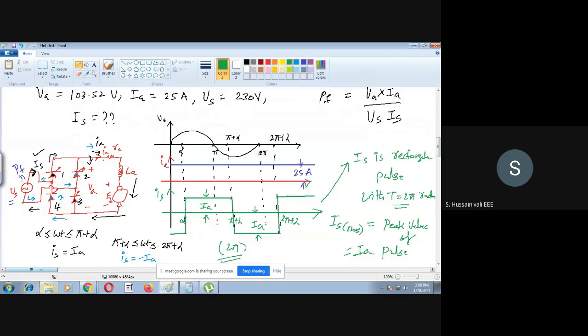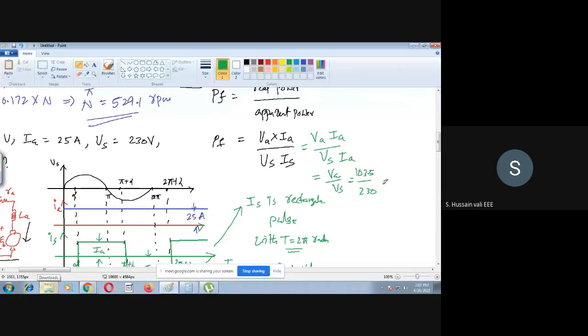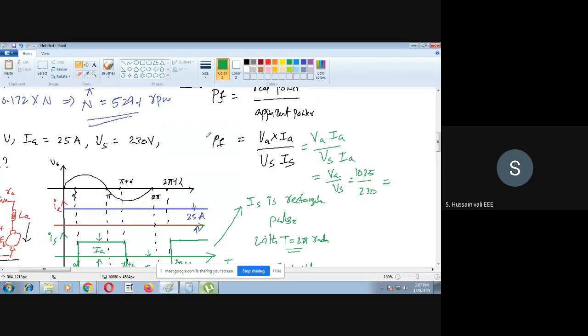So we'll go to this power factor equation. VA into IA by VS into IS, and IS is also IA because the peak value of the pulse is IA. So IA will get cancelled. So it is equal to VA by VS. What is VA here? 103.5 divided by VS, which is 230 volts. The answer is 0.45 lagging power factor. That's it. So this is the supply power factor. We got the first question already.